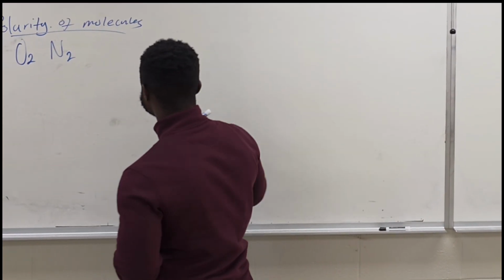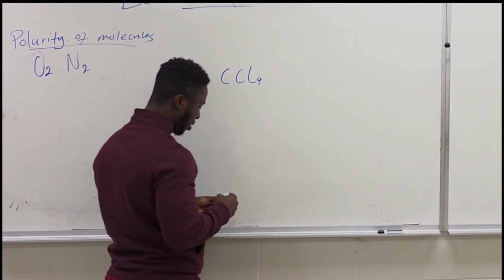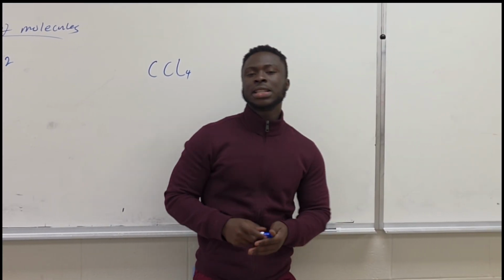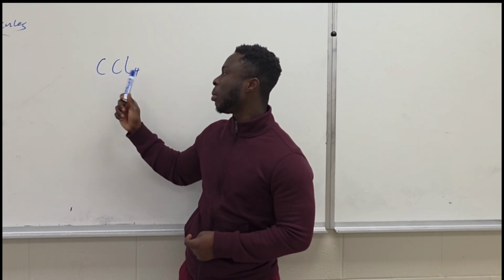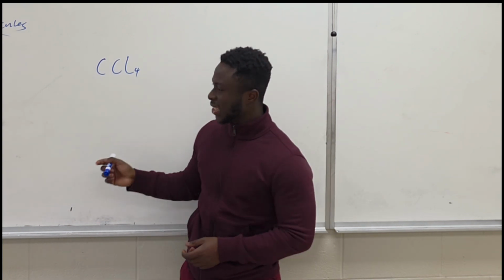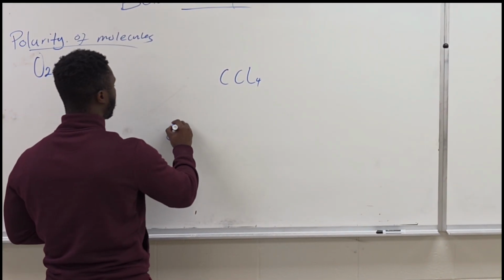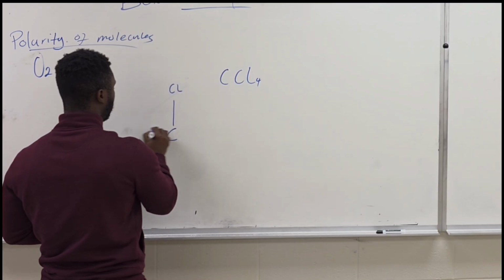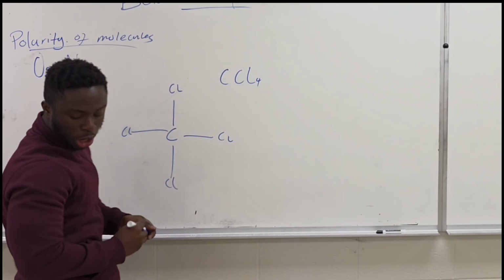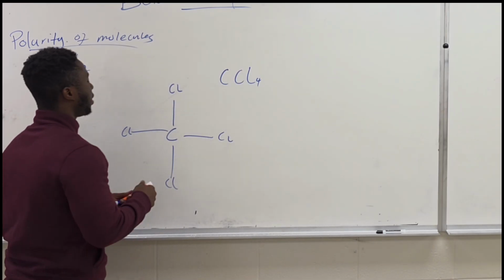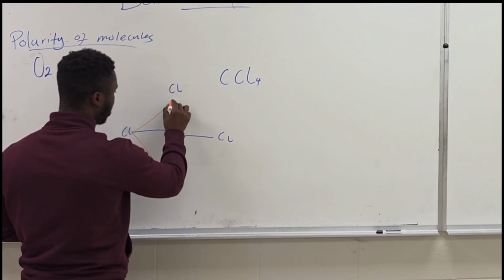Take this molecule for instance, CCl4, carbon tetrachloride. There is a vast difference between the electronegativities of carbon and the chlorine atom. But since this molecule has a tetrahedral shape, if you draw a tetrahedral shape, you have your carbon here, the chlorine here, the chlorine here, the chlorine here, and then a chlorine here, right? So if you draw out the tetrahedral shape, you're gonna find something like this, in 3D space.